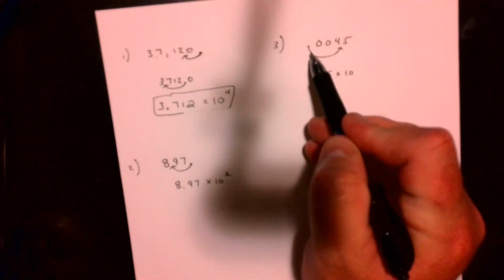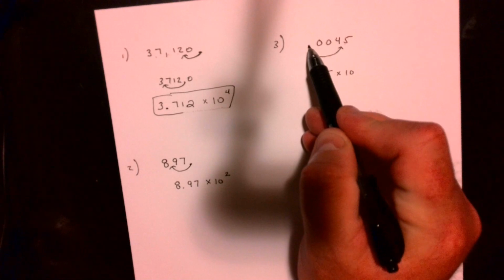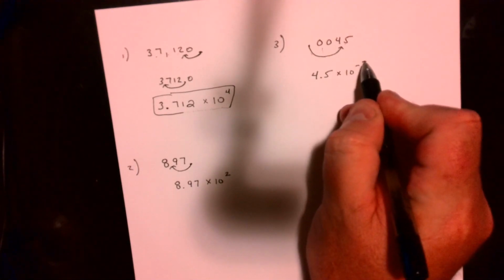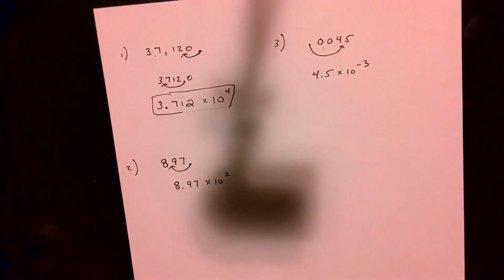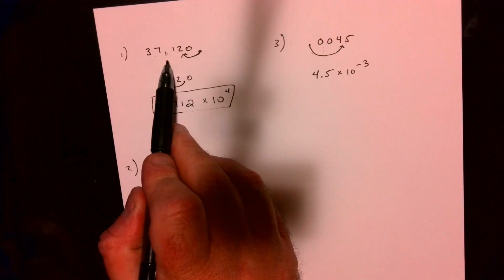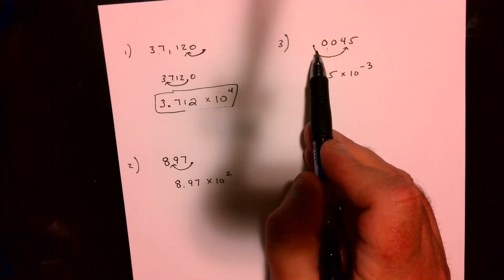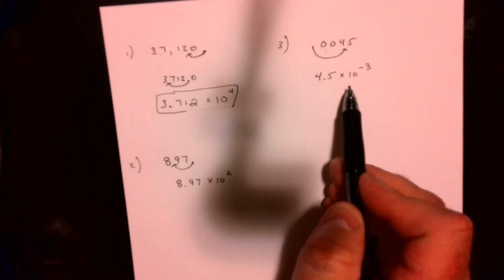But this is where we have to be careful. If you remember, we talked about in class, if we're making the number small and we're going this way, it's going to be a negative exponent. So it is 4.5 times 10 to the negative third. If the number was bigger than 10, it was a positive exponent. If the number is smaller than 1, then it's a negative exponent.